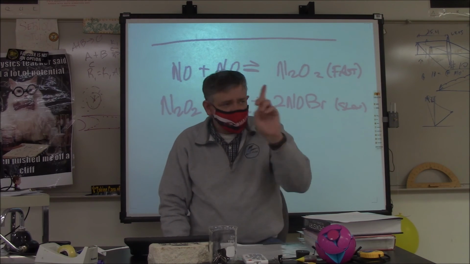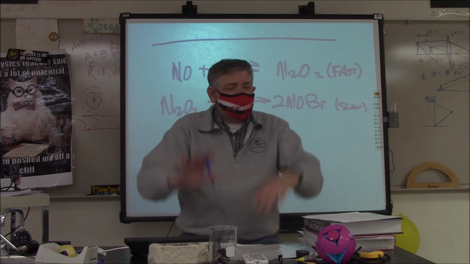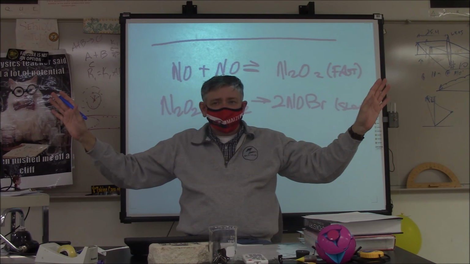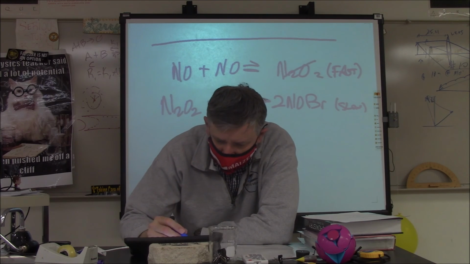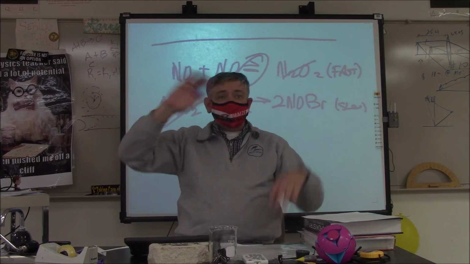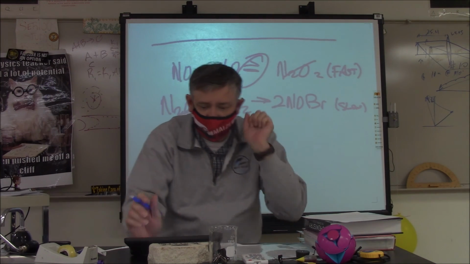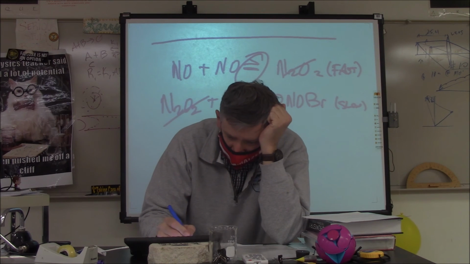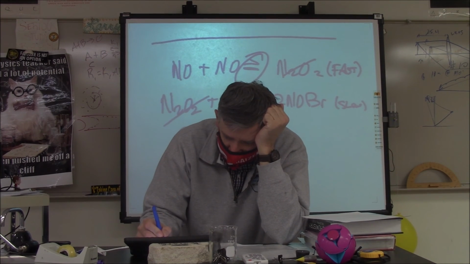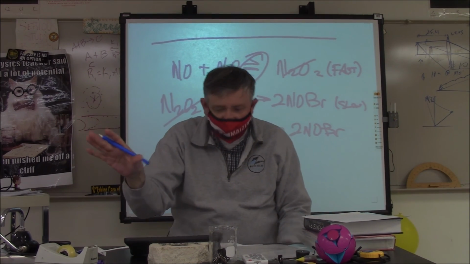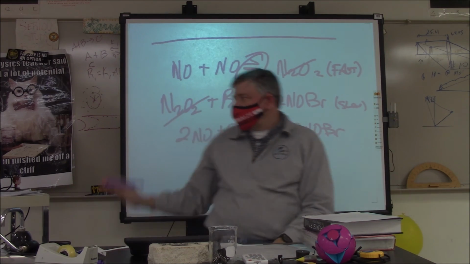Okay, so here's the deal. Start with this. What can you cancel out? What's my intermediate? N2O2, right? I have arrows there, so that means I can reach a point of equilibrium. Okay, that's cool. So what I end up with overall is 2NO plus Br2 yielding 2 NOBr. So N2O2 is my intermediate. It's going to produce it. I'm going to make it really, really fast. I'm going to make a whole bunch of it.